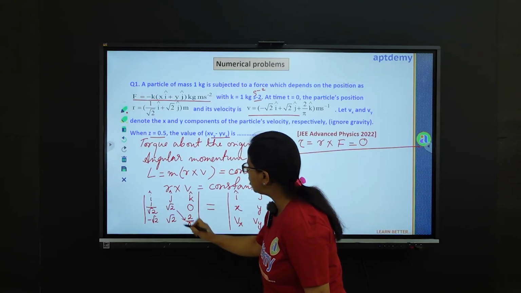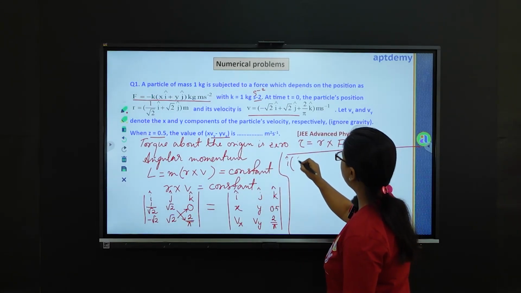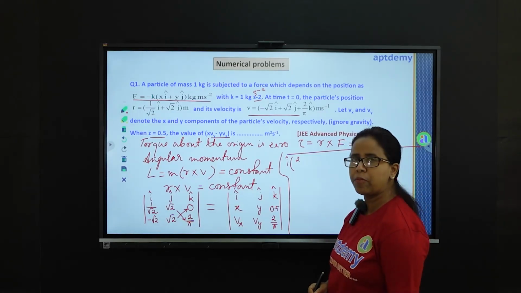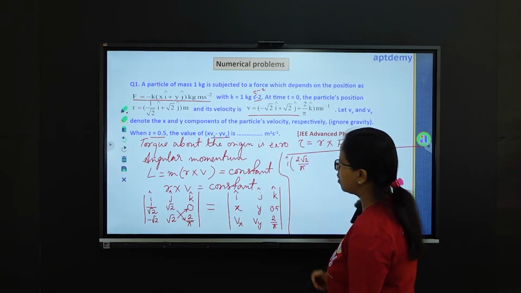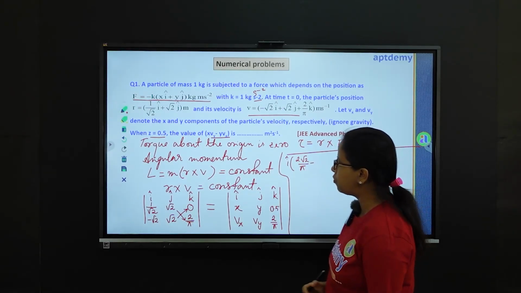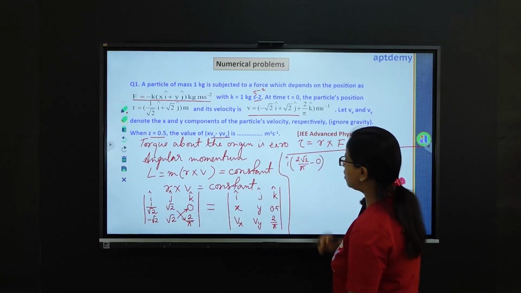I hope you remember this. So it's root 2 times 2 by pi. So 2 root 2 by pi. We need to give a minus sign in between. It's root 2 times 0. So that gives us 0.